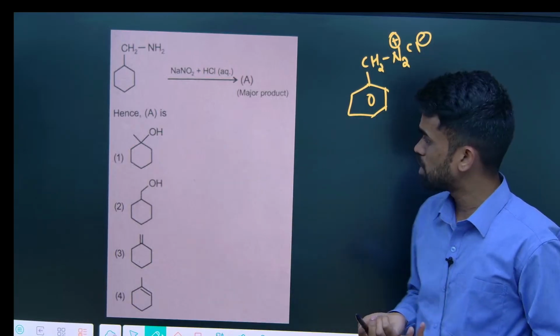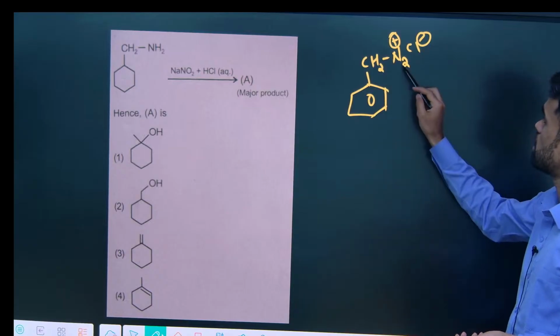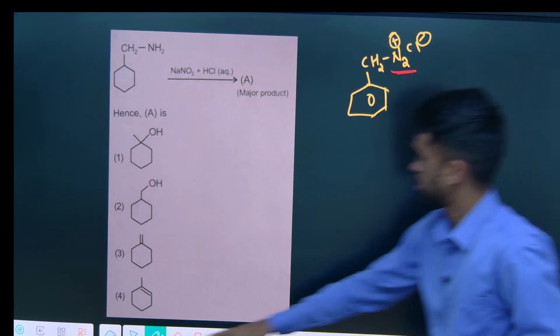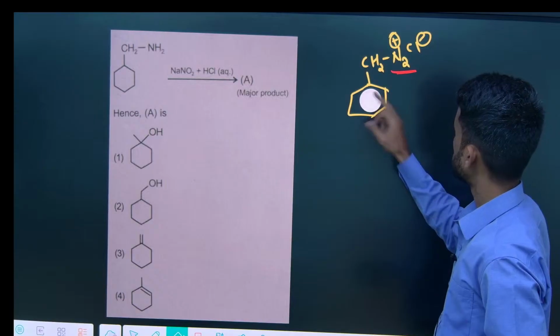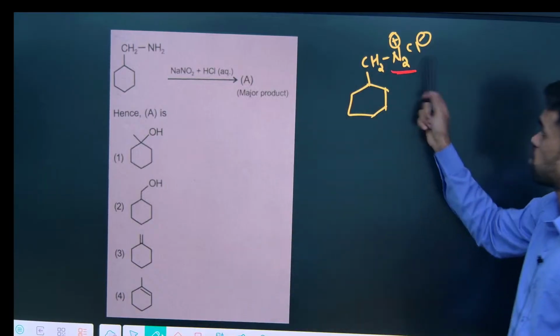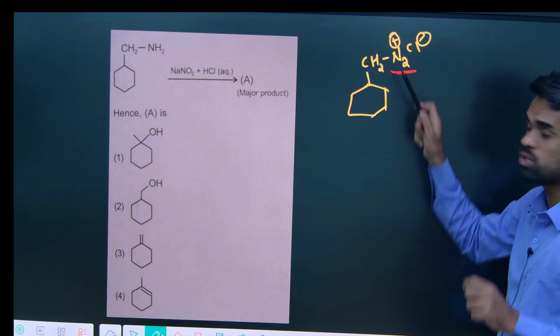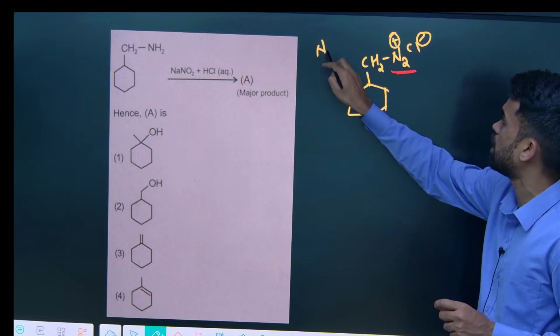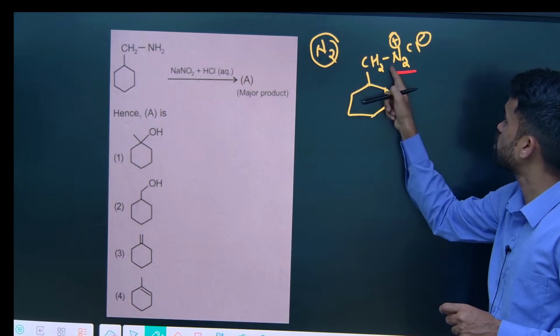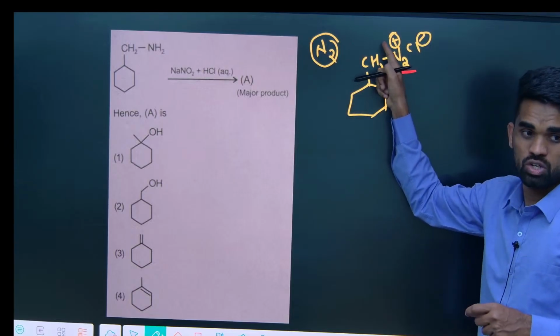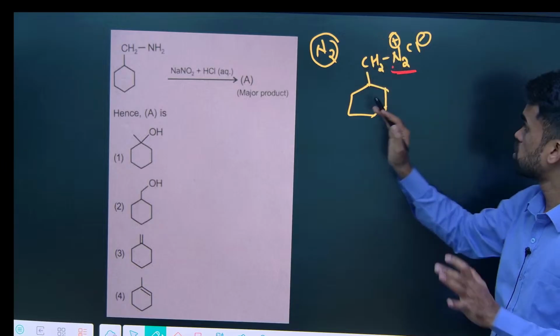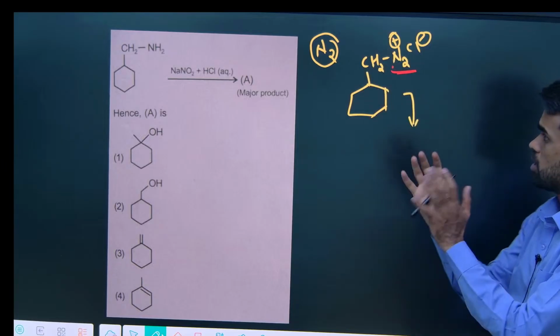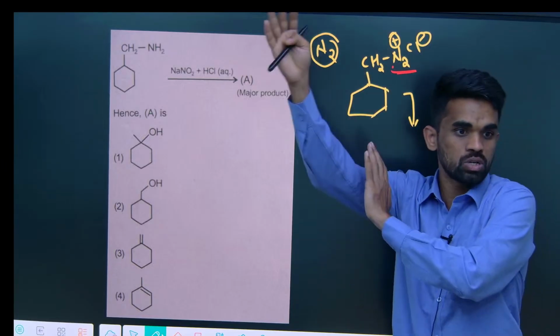So what will be the product then? We know whenever there is diazonium chloride formation, this N2 is a stable gas. Normally N2 is a stable gas, but here you can see N2 plus is there, so it's not stable, it's unstable. So upon keeping it for some time, it goes out as N2 gas.